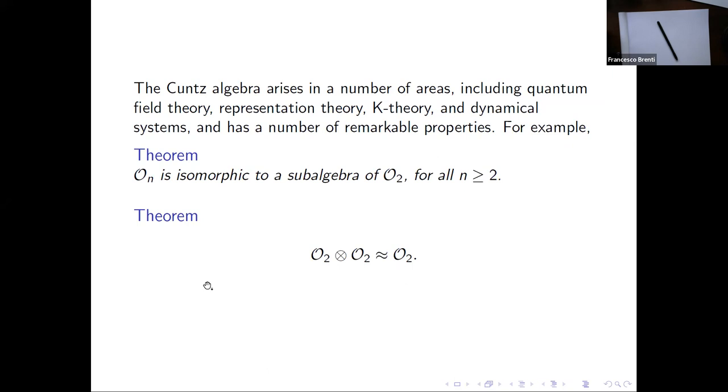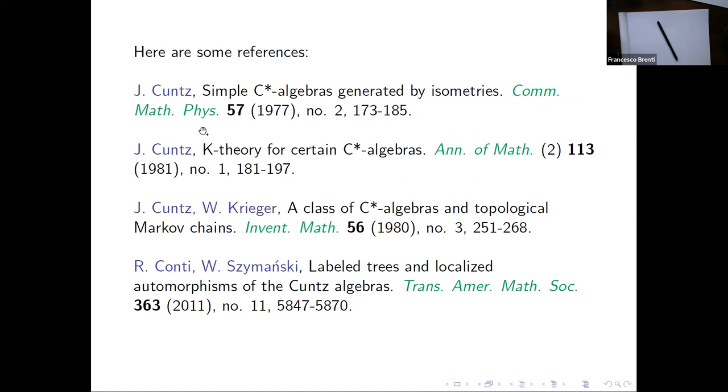So here are some references. This is the paper where Cuntz first defined these algebras. This is the paper where he first investigated relations between the Cuntz algebra and K-theory. And this is the paper where he first investigated the relations between the Cuntz algebra and dynamical systems. And this is the first paper where combinatorics was really brought in.